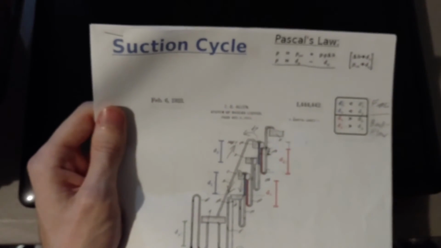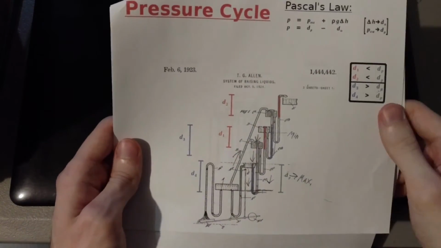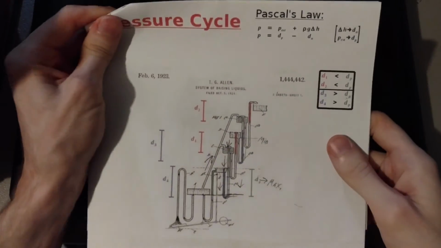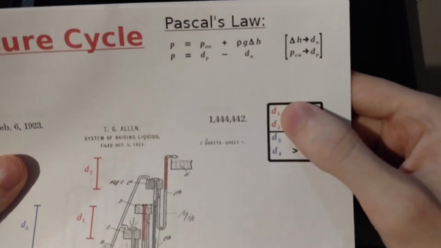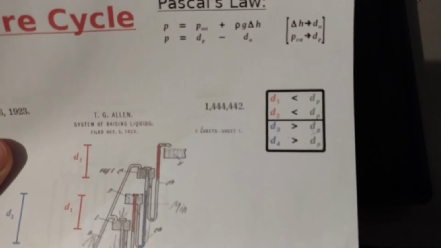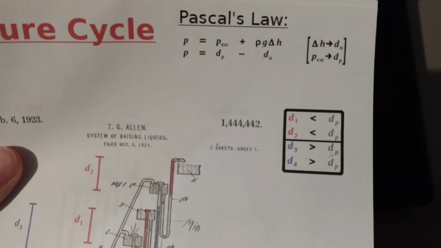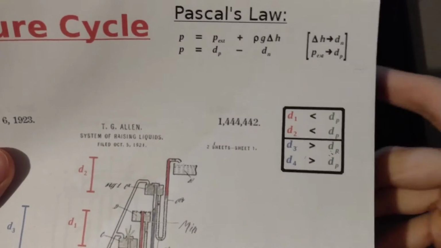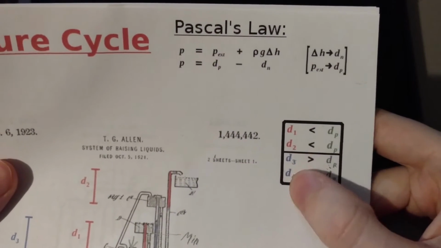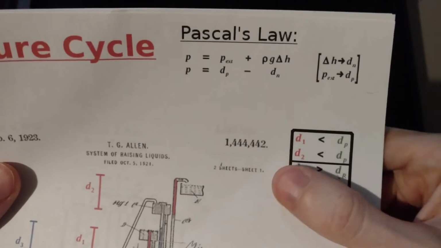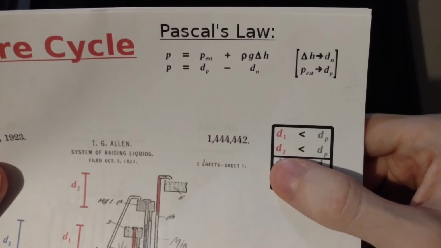Alright, so now I'm going to go to the pressure cycle. As you can see, I should have colored this differently. Let me focus this again. I'm just having issues. But anyways, as you can see, these are red and these are blue, so they're switched around. But they actually mean the same thing as the other colors.